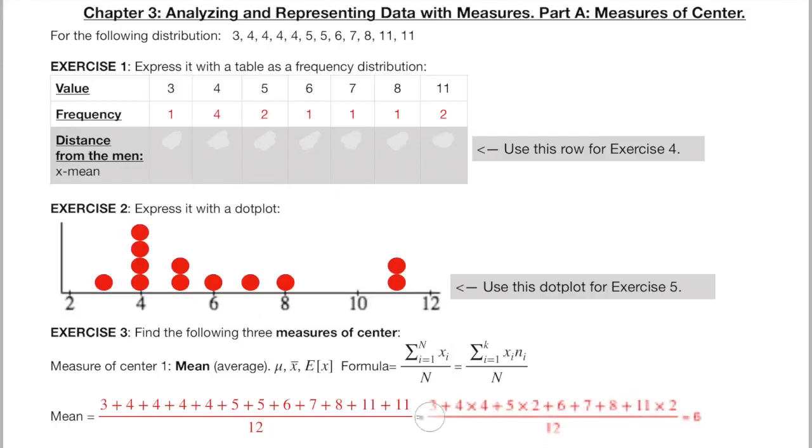Notice that you can shorten this fraction if you express 4 plus 4 plus 4 plus 4 as 4 times 4, and the 5 plus 5 as 5 times 2, and the 11 plus 11 as 11 times 2. That's why we commonly see 2 formulas for the mean. One does not use frequencies. It just adds all the values, repeating as many as necessary. The other multiplies each value times its frequency. Both are equivalent. If you do this, you will see that the mean is 6.